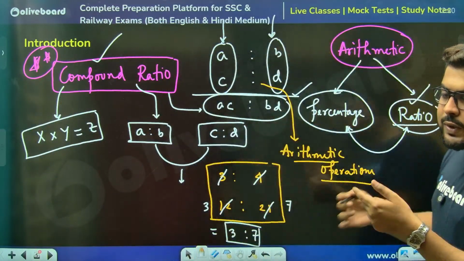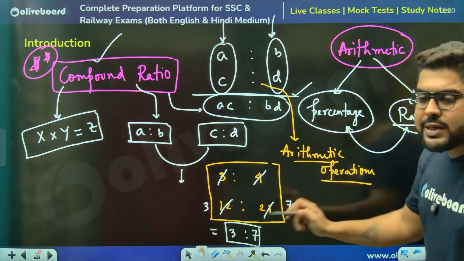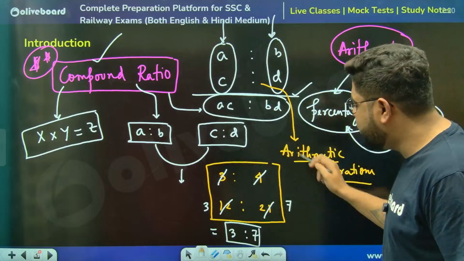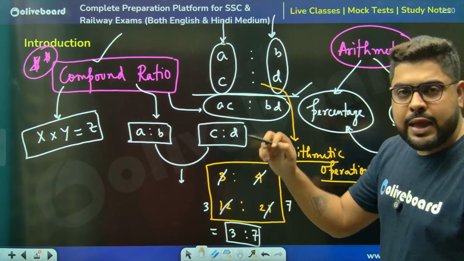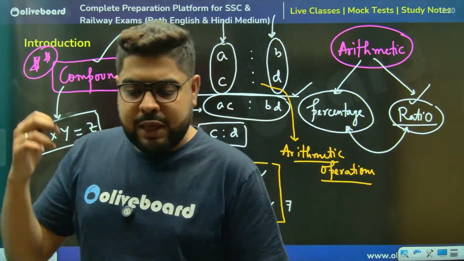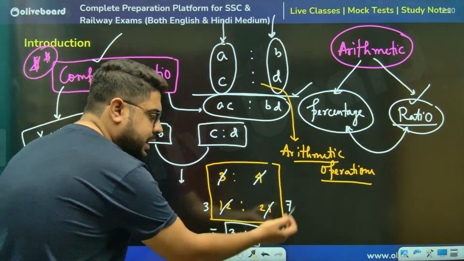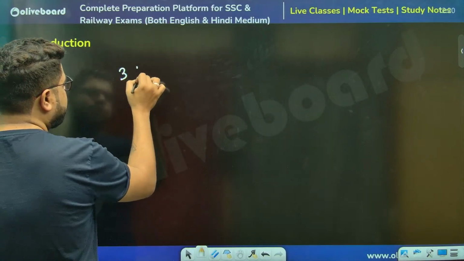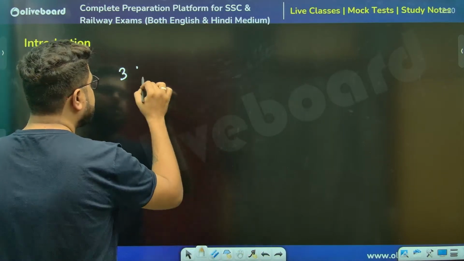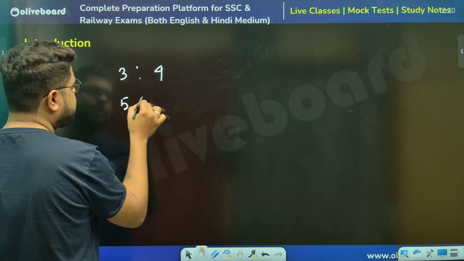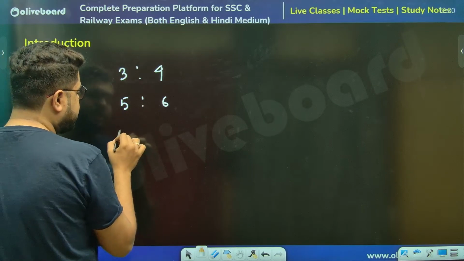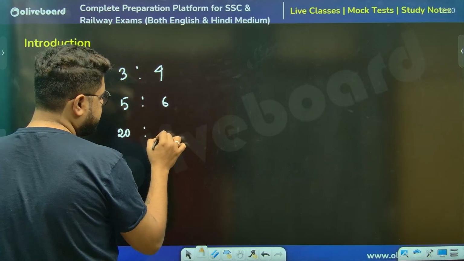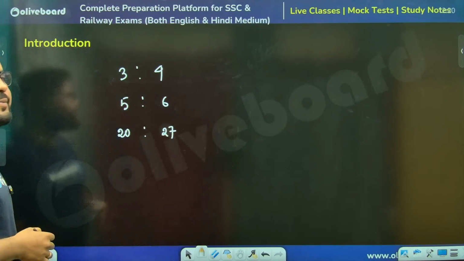You see, this is how you need to learn compound ratio. Sir, we can do this in any compound ratio. Whenever you are taking compound ratio, you can do this. Now, not only for 2, if you have 3, you can do this. If you have 3, you can also say there is another ratio. Say for example, 3:4, or rather 5:6, and the third ratio 20:27.